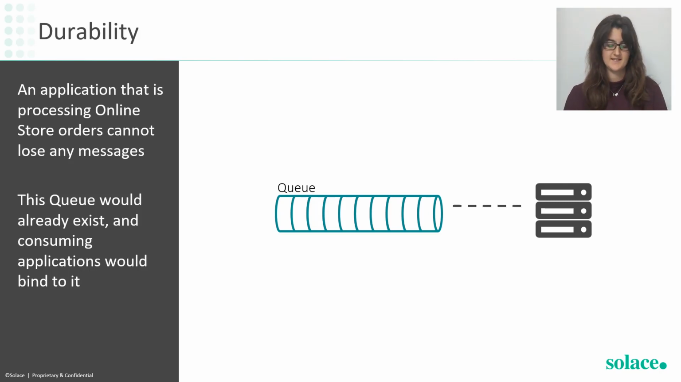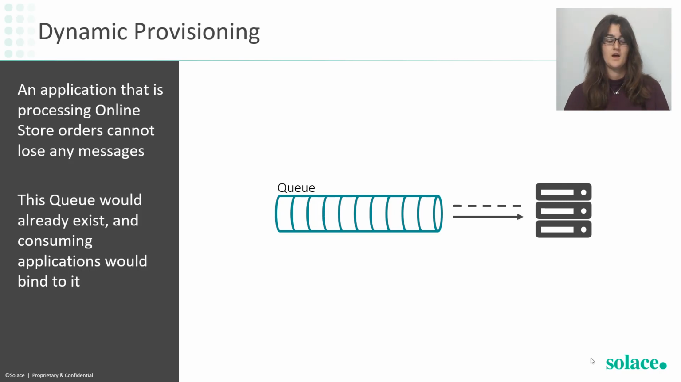The most common case is an application that needs those messages even when they disconnect. So imagine an online store, you have orders coming in, you need to ensure that you process all of those orders whether the consuming application is connected or not. So when it later connects, it can receive those messages.